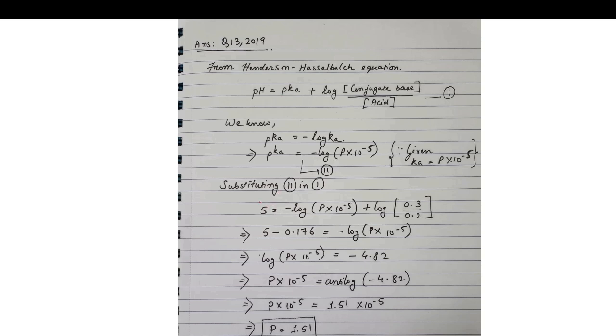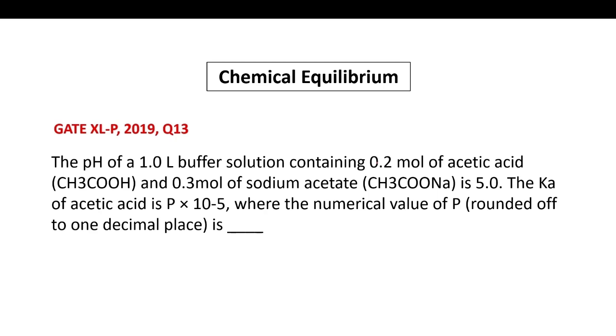By this, the pH value is already given as 5, so 5 equals minus log of P into 10 to the minus 5 plus log of conjugate base by acid. Here the sodium acetate concentration, which is your conjugate base, is 0.3 mole, and the acetic acid, which is your acid, is 0.2. That's why I have written here log 0.3 by 0.2. Now you just need to do some mathematical calculation.